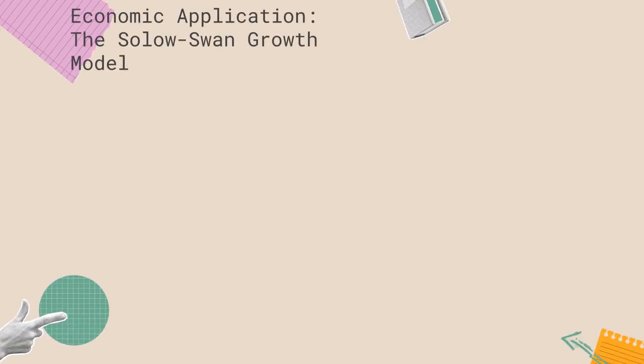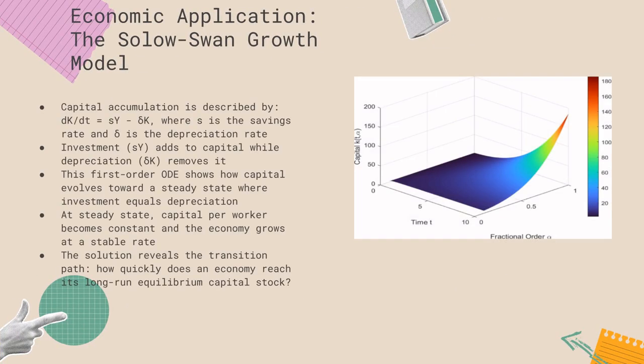Another application is the Solow-Swan growth model, where capital accumulation is dk/dt equals sy minus delta k. This ODE illustrates how capital evolves toward a steady state where investment equals depreciation. The solution reveals the transition path, determining how quickly an economy reaches its long-run equilibrium capital stock.